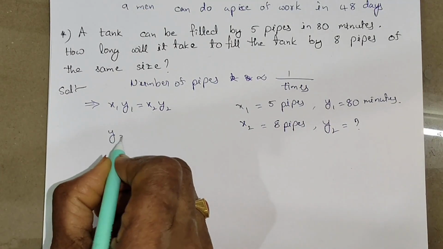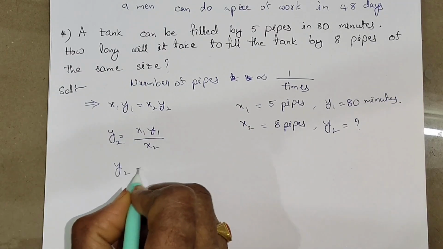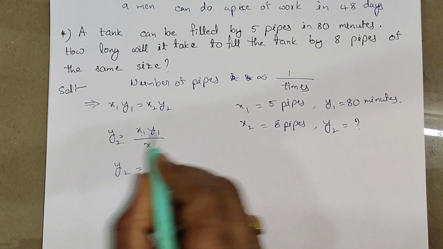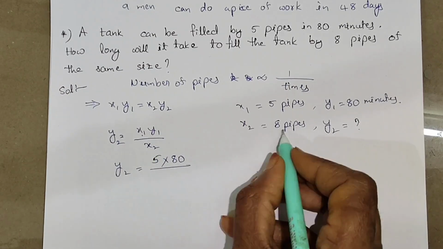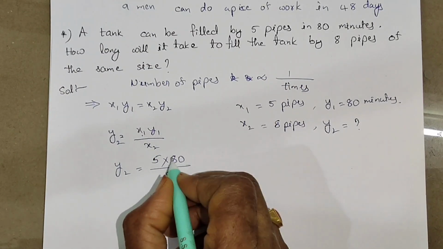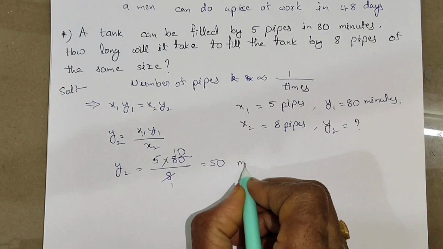So now here we write y2 equal to x1 y1 by x2. Here x1 equal to 5, y1 equal to 80, by x2, x2 equal to 8. 8 ones are 8, 8 fives are 40, 8 tens are 80, 5 tens are 50. 50 minutes is the time.